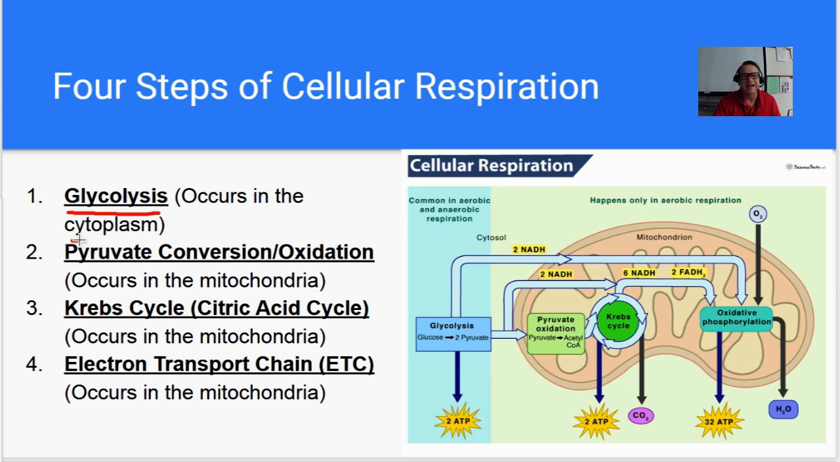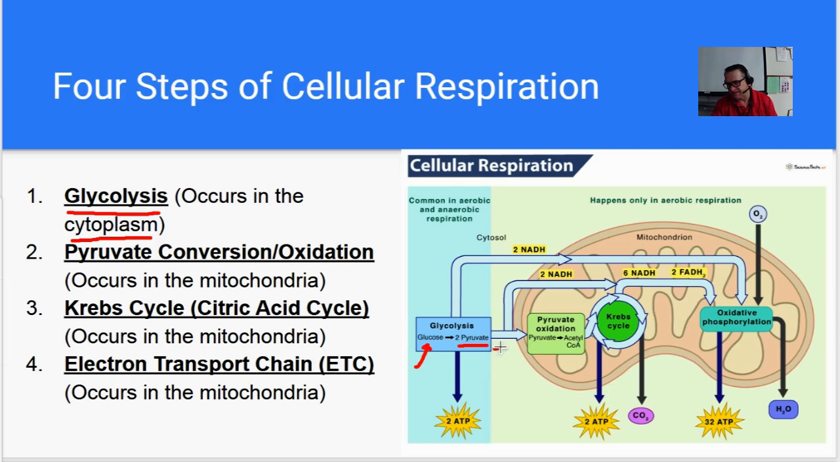The first one is glycolysis. It occurs in the cytoplasm of the cell, so it's not within the mitochondria, it's not within an organelle. It's just in the fluid inside the cell, and that's where glucose comes in. And glucose is going to get snapped into 2 molecules of pyruvate. So it literally gets broken in half into 2 molecules of pyruvate. So this is the whole thing.